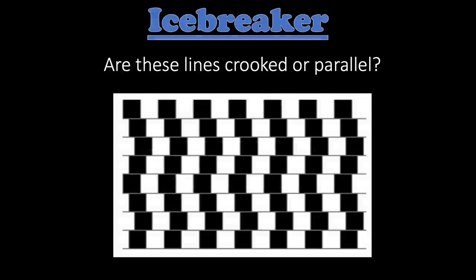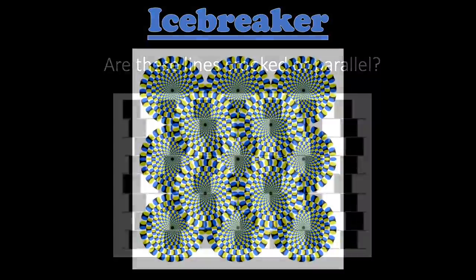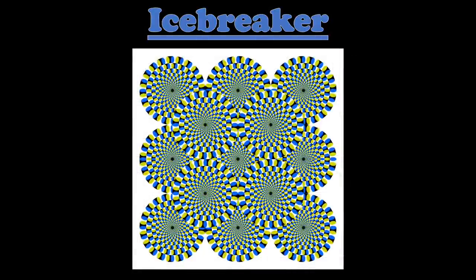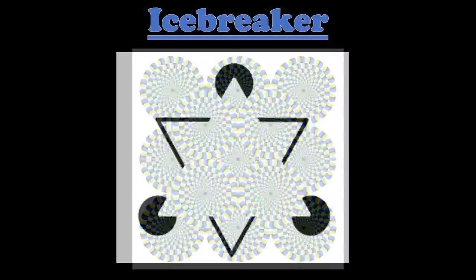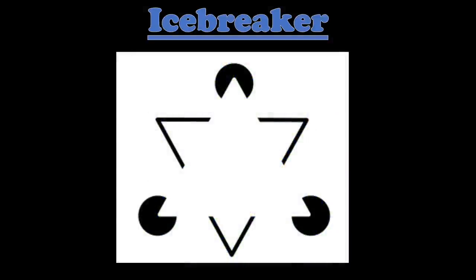And then this one's really crazy. This is not an animated picture. If you look at it, it appears as if the circles are moving, but they really aren't. And then here, it appears as if there's a second triangle superimposed on the other, but really, it's only empty space that looks like it's a triangle.